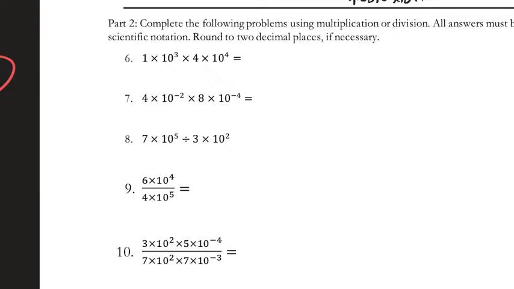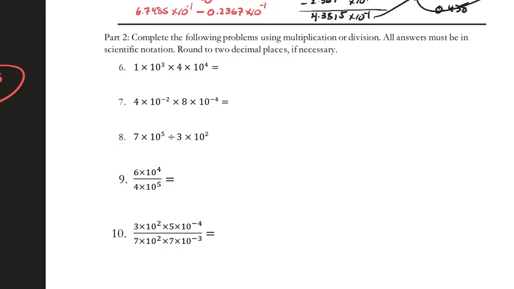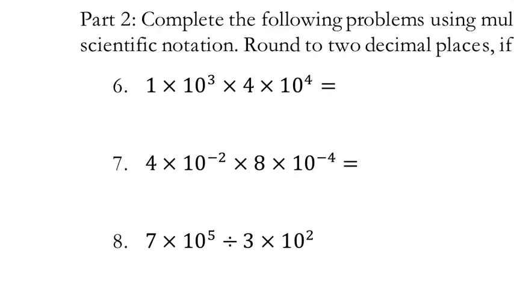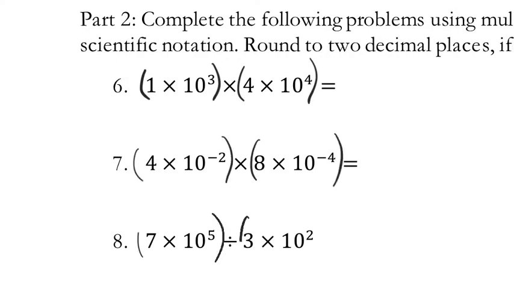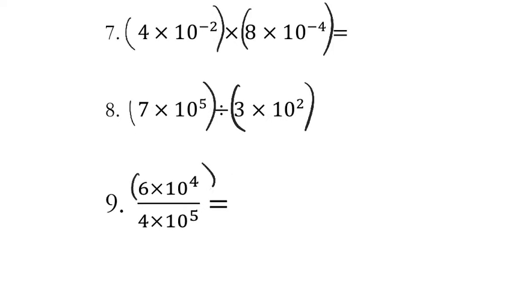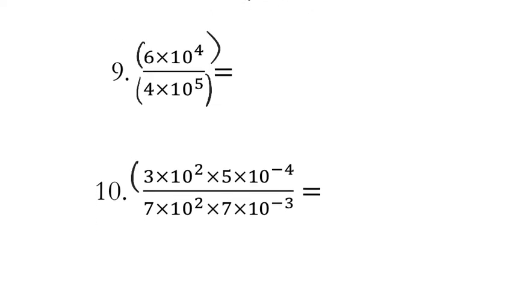But moving on to part 2, complete the following problems using multiplication or division. Again, all answers must be in scientific notation and rounded to 2 decimal places if necessary. Now for these, this one's kind of messy, but you might want to put parentheses around it. When you see a number times an exponential thing, just consider that one number. And so I could do this for all of these. You don't have to. They may be written like that, or they may not. But it might help if you're typing these into a calculator to get the right answer.